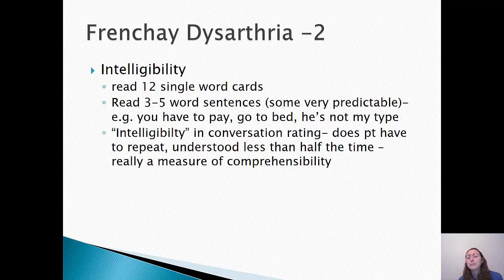Some of the sentences are ridiculous, like "He's not my type." I just think that's a ridiculous sentence. "Fine, go to bed, you have to pay." But you're using these tasks, having the patient read these words or sentences to get a better idea of intelligibility.